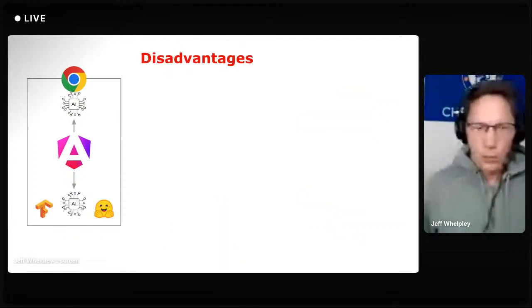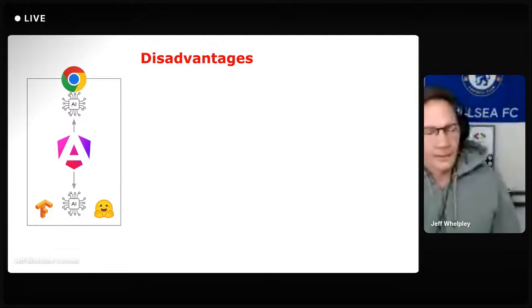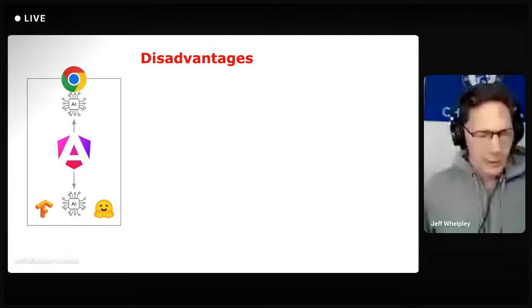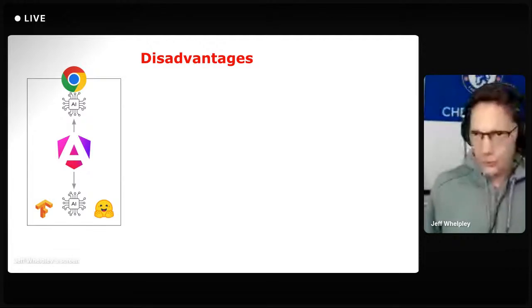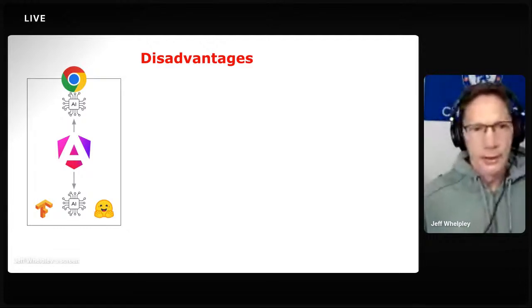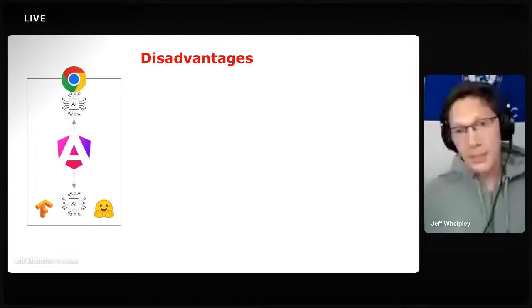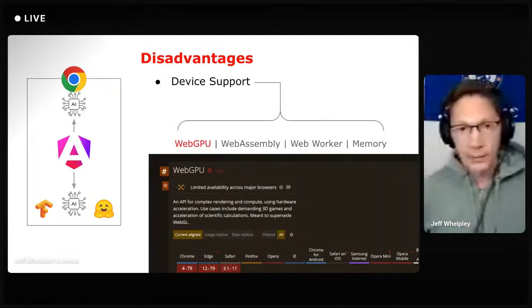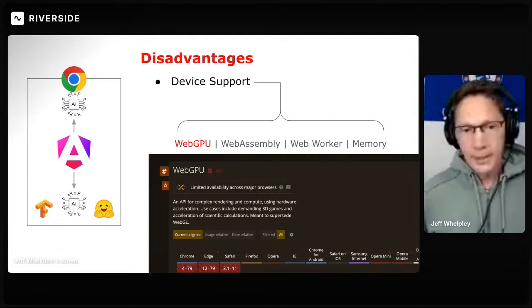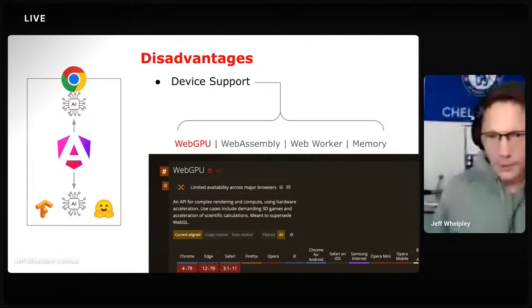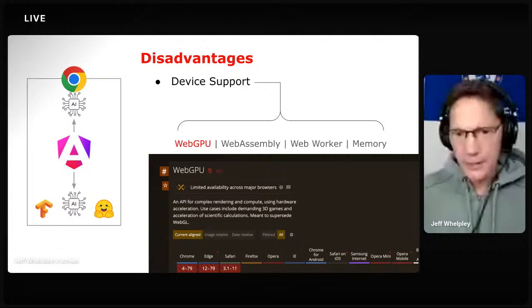So why do you want to do this? Let's talk about disadvantages and advantages of running an AI model in the browser as opposed to calling out to an API and accessing it on the server side. The disadvantages first, chief among them, is device support right now, because a lot of times it does require certain capabilities on the device that not all devices have.